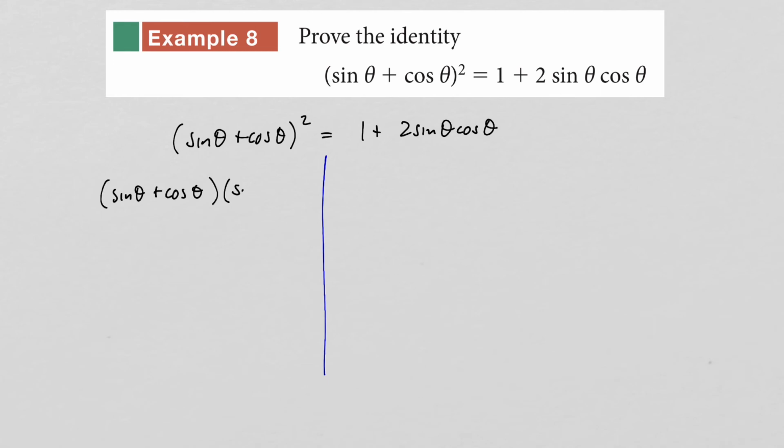Well, it means to multiply it by itself, right? So we can do this. And then from there, we can FOIL, as we talked about earlier.